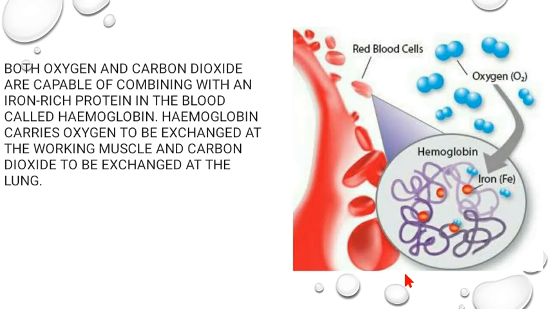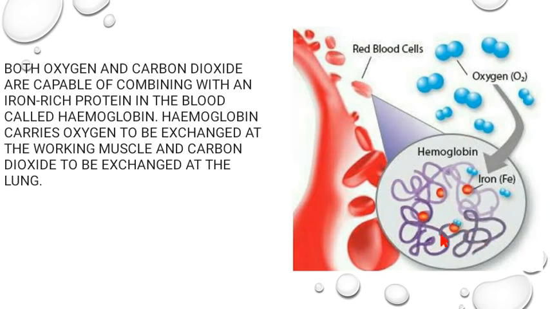Red blood cells contain an iron-rich pigment known as hemoglobin. Hemoglobin is made up of a globular protein. This globular protein contains iron. This is the structure of hemoglobin. You can see the globular protein and iron molecules attached to it.